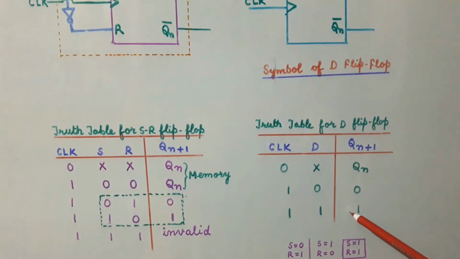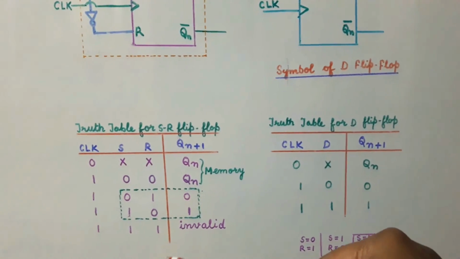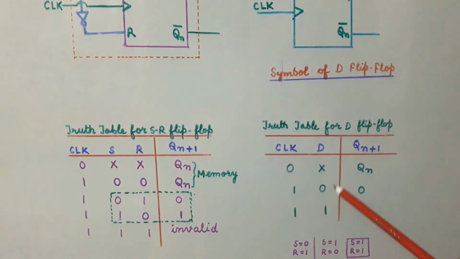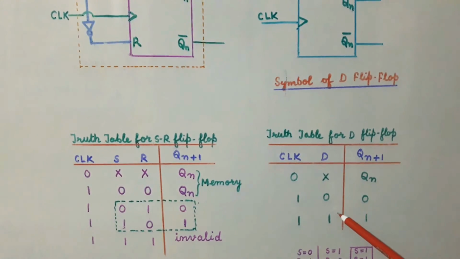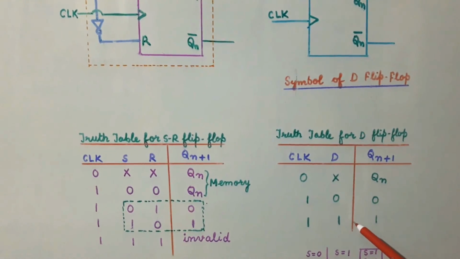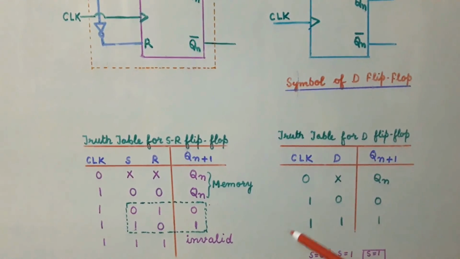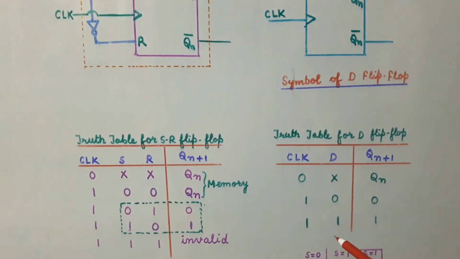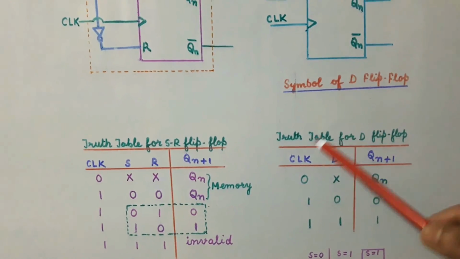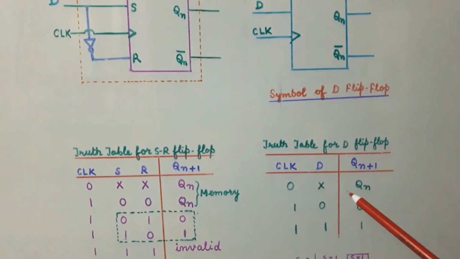Now the fourth case, that is when S is equal to 1 and R is equal to 1, this is not possible in this D flip-flop because we have connected an inverter from the S input to the R input. So we cannot get this configuration in the D flip-flop. So this is the truth table of the D flip-flop, and as we can see from this truth table, this is a very simple truth table.